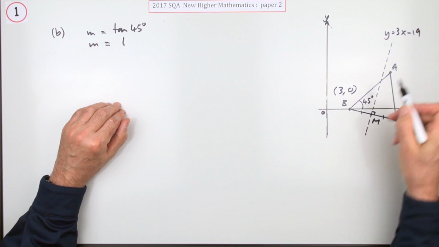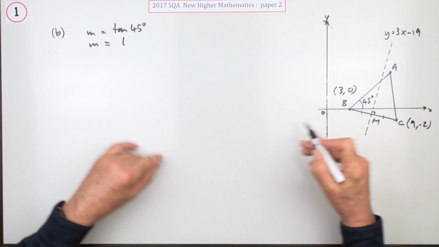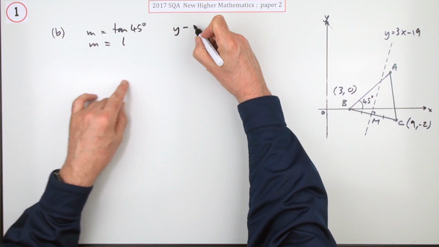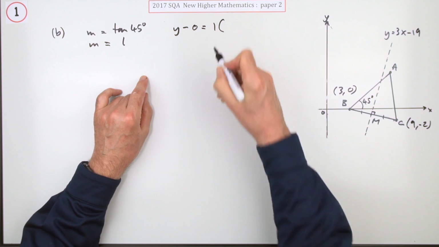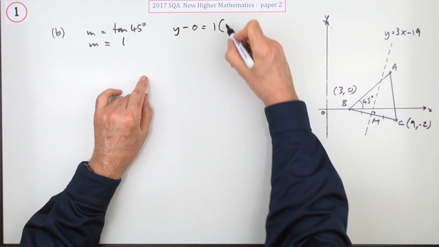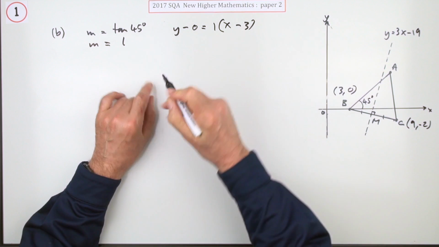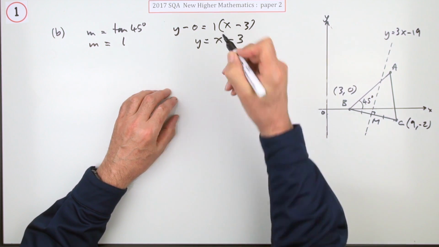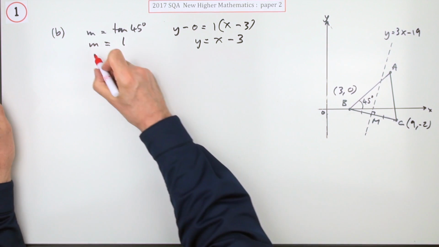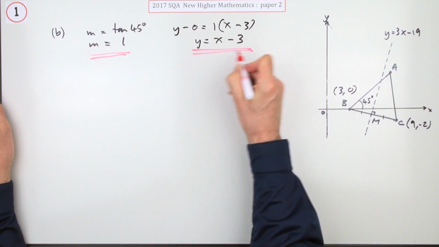Then to get the equation of that line, you've got its gradient, you've got a point on it, so it'll just be y minus the y coordinate of the point on it, so that's y minus 0, will be 1 times x minus the x coordinate. Well, that just says y equals x minus 3. So that's why that's worth 2 marks, 1 for each part.